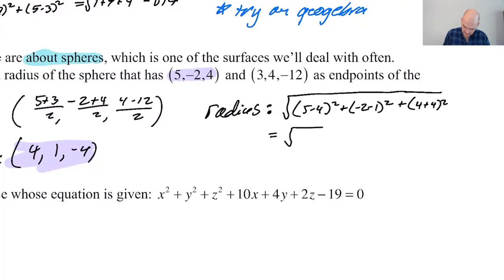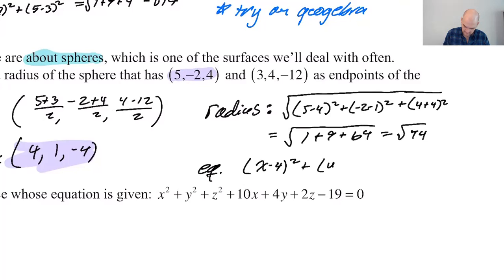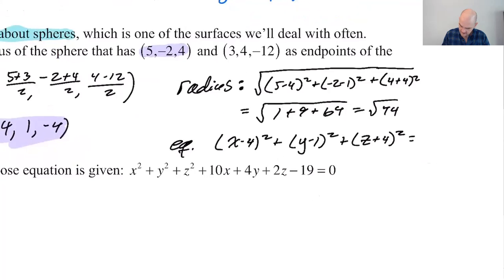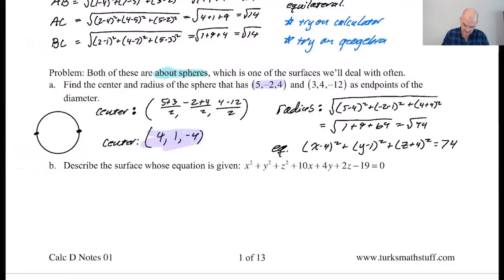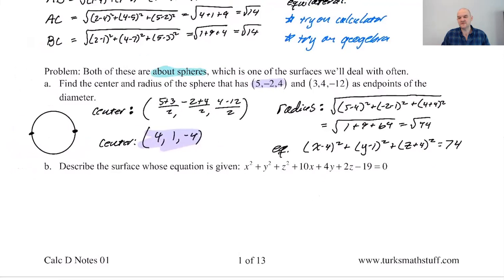So this is the square root of 1 plus 9 plus 64. So 74, radical 74. So then that's what we were asked to find. I'm also going to find the equation. So it's x minus 4 squared plus y minus 1 squared plus z plus 4 squared equals, don't forget to square your radius. That's a textbook mistake. Okay, I think that's all the stuff that we know about this.